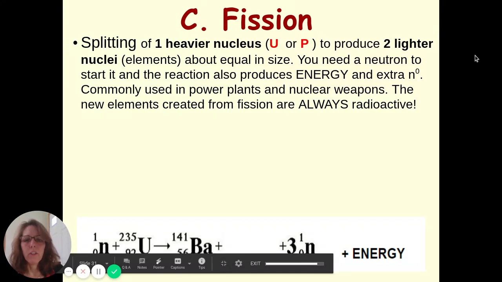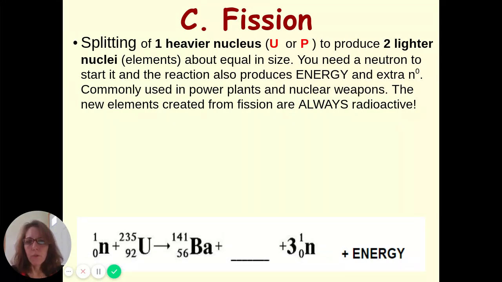Okay, with your fission reactions, it's the splitting of a heavier nucleus, usually uranium and plutonium. Those are right now the only elements that we know will work with fission. And it produces 2 lighter nuclei, 2 new elements, about equal in size usually. You need to start with a neutron. The neutron gets into the nucleus of that uranium, and it essentially splits it open into 2 elements. In the process, again, a little bit of mass is lost, turned into energy, like huge amounts of energy. These are commonly used in our power plants and nuclear weapons. The new element created from the fission is always radioactive.